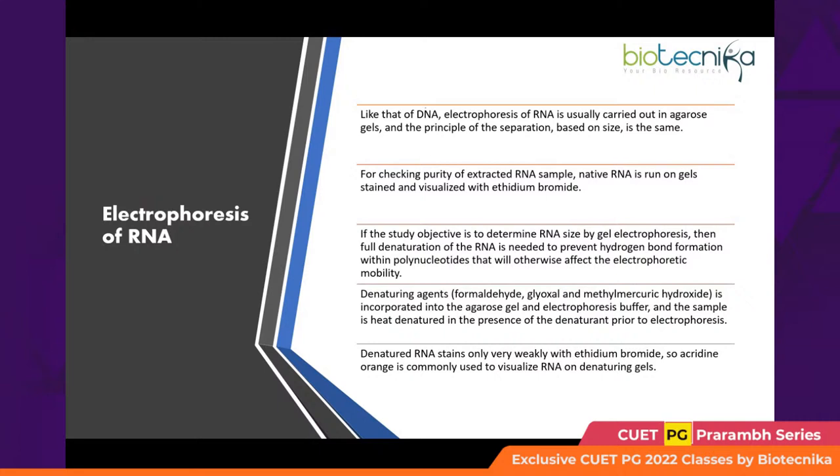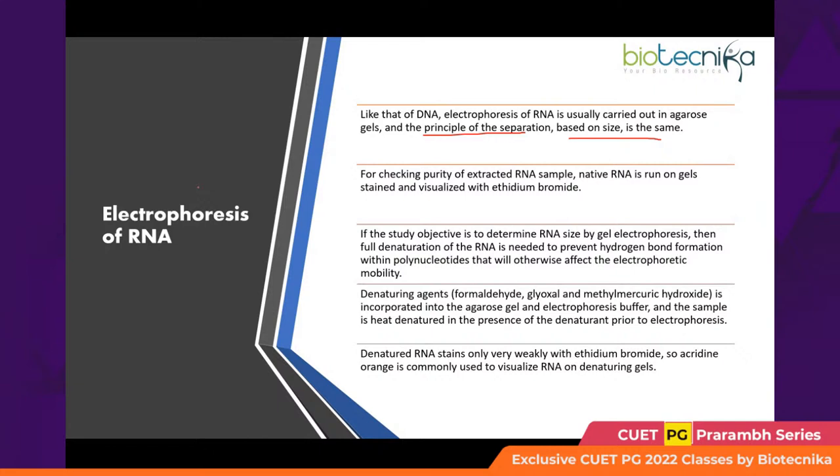So electrophoresis of RNA. Just like DNA, RNA electrophoresis can also be carried out by agarose gel electrophoresis. Okay, the principle, protocol, everything remains the same. Just one difference is there: because RNA is single-stranded, it has a tendency of forming secondary structures. If secondary structures are formed, then it will be difficult to separate the RNA based on fragment size alone. So that's why we have to run a type of gel called a denaturing gel. We have to run RNA in a denaturing gel.